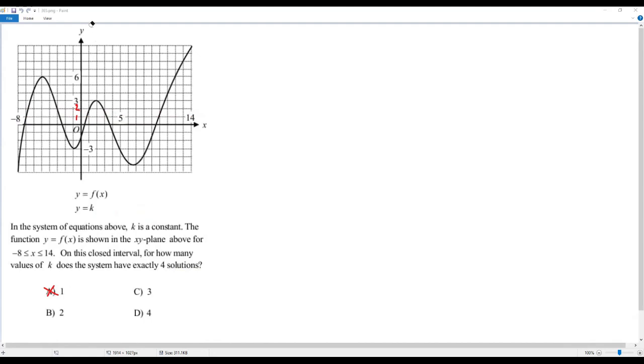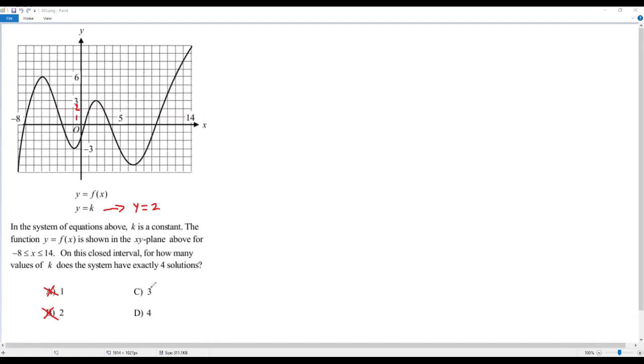Now we have to consider the value in answer choice B, that is 2. Let's take this value 2 for k. Then this equation becomes y equals 2. Again, we get a horizontal line as the graph through the value 2 on the y-axis. Now let me draw a horizontal line through this value 2. Again, we count the number of points of intersection: 1, 2, 3, 4, 5. The graphs of the two equations intersect in 5 points. That is, when k equals 2, the given system has 5 solutions. But we need 4 solutions according to the information, so we can reject answer choice B as well.